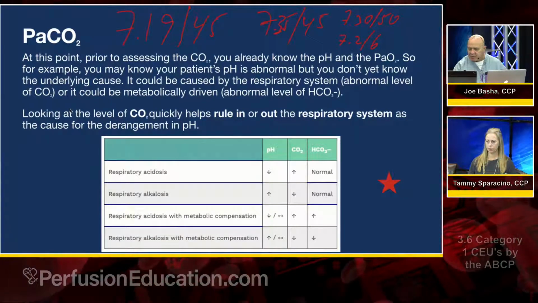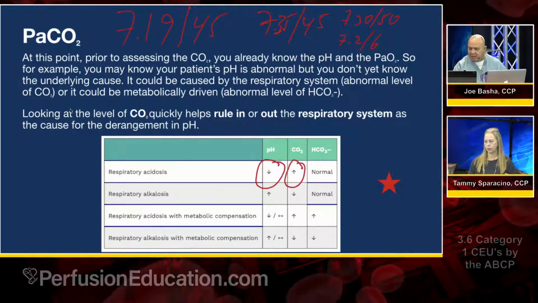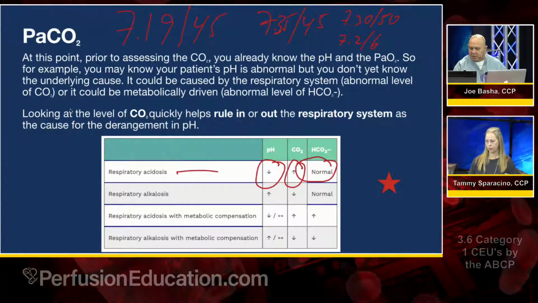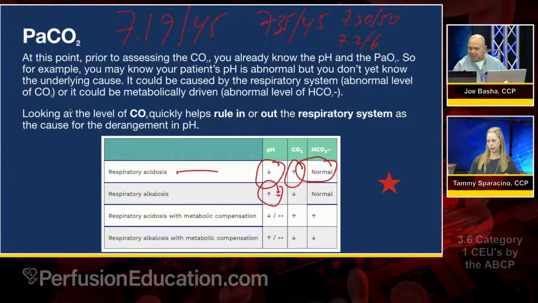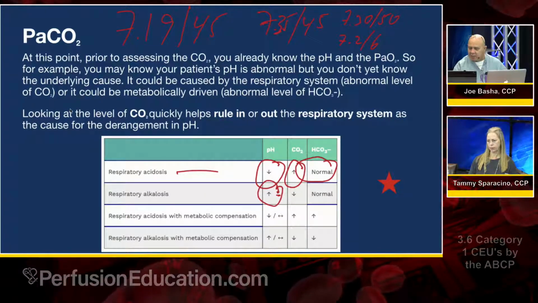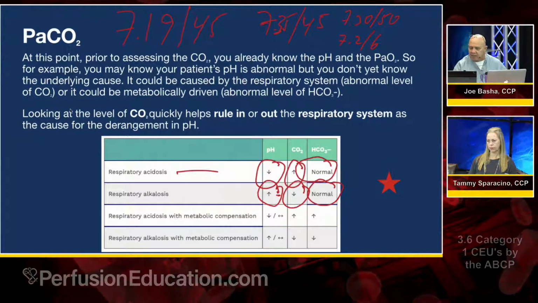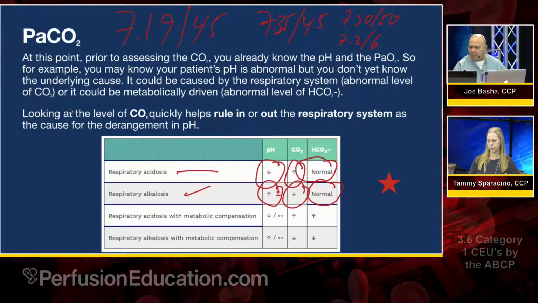For example, you quickly look at the PCO2 here: pH is low, PCO2 is elevated, bicarb is normal. It is purely respiratory. You have respiratory acidosis. If the pH is elevated, the PCO2 is down, but the bicarb is normal, that is going to be completely respiratory alkalotic.